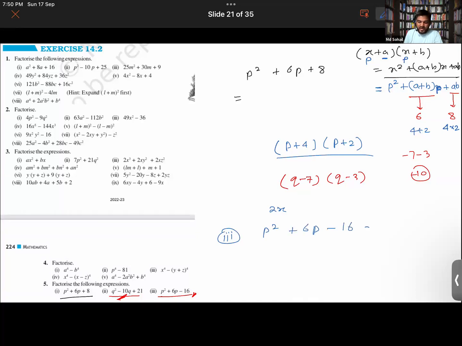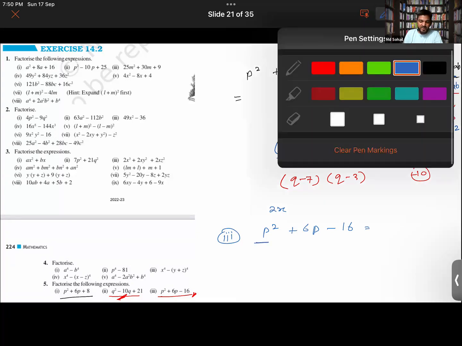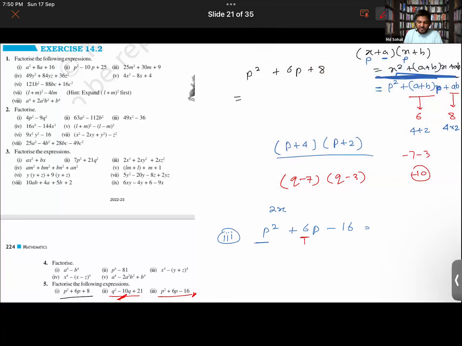And you have to relate it with this identity, x square plus (a plus b) into x plus ab. So this p square is already in the form of x square. It's already in that format. Now this 6 has to be written as a plus b, and this 16 will be a multiplied by b. So how should I write it?